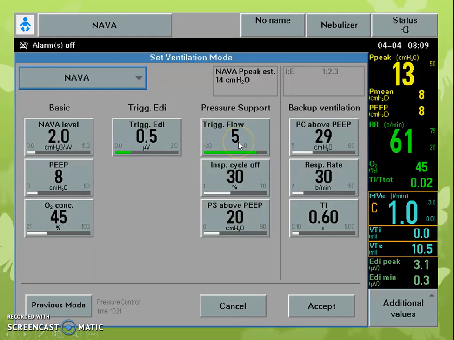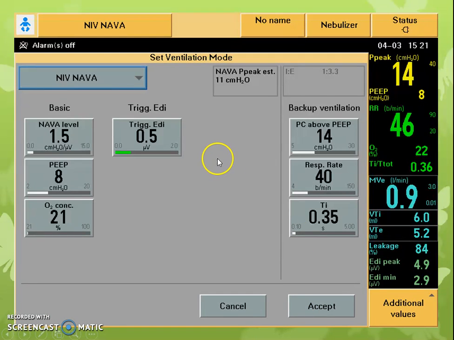We don't set it too low, but we don't set it too high. If we set it too low, the patient will get stuck in here, but if we set it too high, the patient can easily get into pressure support. So make sure you check that your patient is appropriately set on the vent. Now NIV NAVA, we skip that pressure support right here.